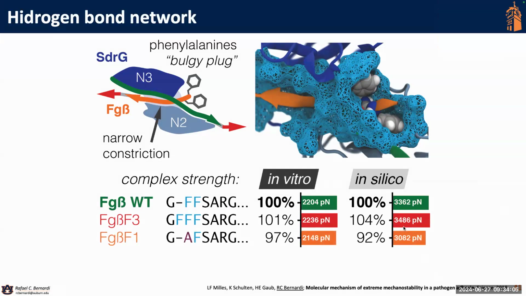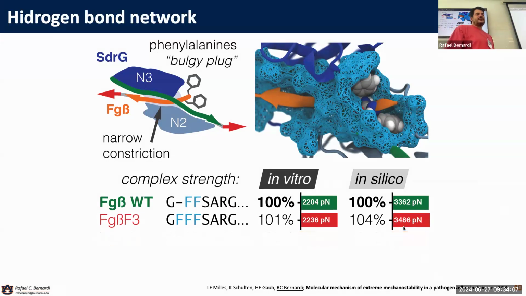We have this. Okay, they were talking about these bougie plugs, these large amino acids being responsible for this being strong. So you have something large passing through a tiny constriction that should make this strong. So then we went ahead and tested that. Let's call the wild type, which has two phenylalanines, 100%. In vitro, in silico here, that's the force they measure in the experiment. That's the force we measure in the computer, because remember, we pull faster.